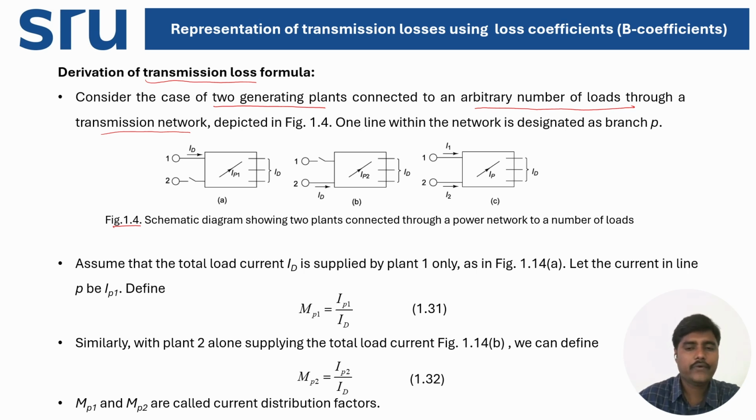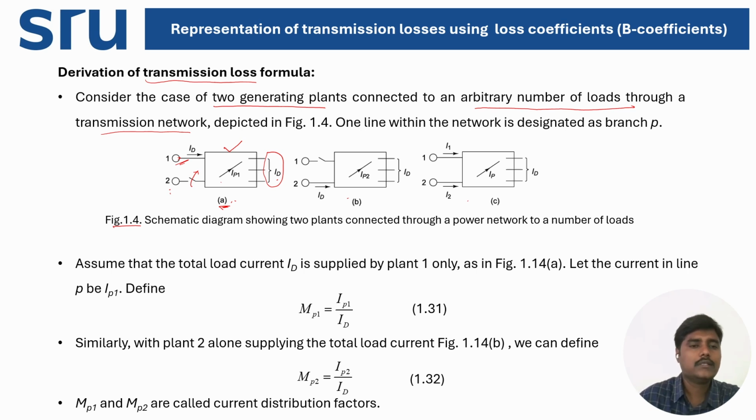Here we are considering three different cases. In case 1, in figure 1.4a, there are two generating plants connected to various loads through a transmission network. In case 1, we are assuming that the entire load demand current is supplied by only generator 1. That means generator 2 is not connected to this network, so the switch is shown in open position here.